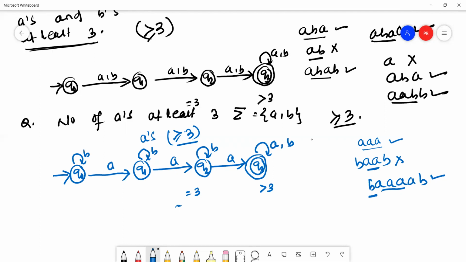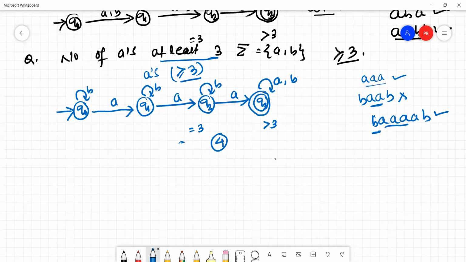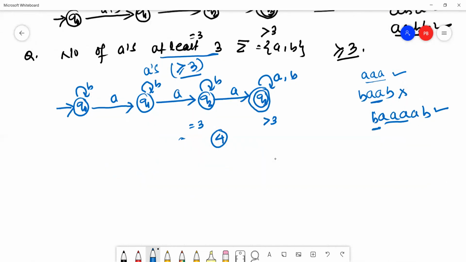Here, at least 3 means how many states? 4 states will be required. In the upper case, at least 3 also means a total of 4 states will be required. Take note of this point.